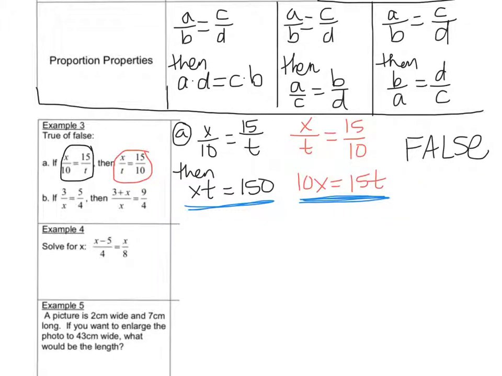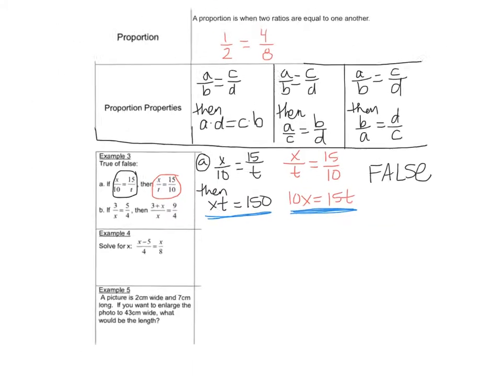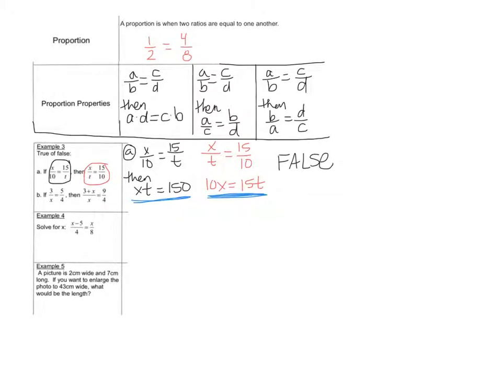So now to check my part B, I'm going to need a little bit more space, so I'm going to move this over here. So for part B, they're saying that if 3 over x equals 5 over 4. Okay, so let's see what these products would equal. I would get 5 times x equals 12. So I'm getting this product equals this product.